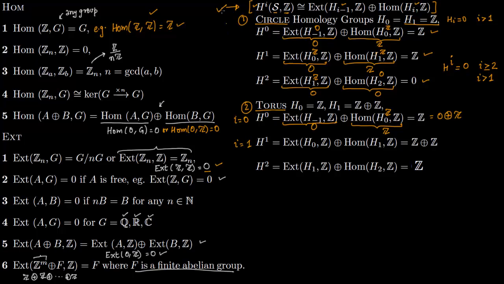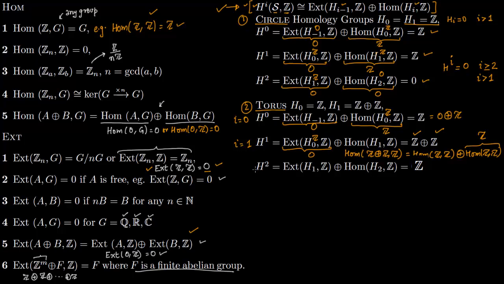Now you plug in i equals 1 again right here in this formula. So Ext of h0 comma integers, so h0 is again integers, so you have Ext of z comma z, again Ext of z comma z is 0. We're using this result right here, and this will become Hom of, so we are going to use this result right here. So this will become Hom of z comma z direct sum with Hom of z comma z. So Hom of z comma z is integers, this again is integers, so you get z plus z.